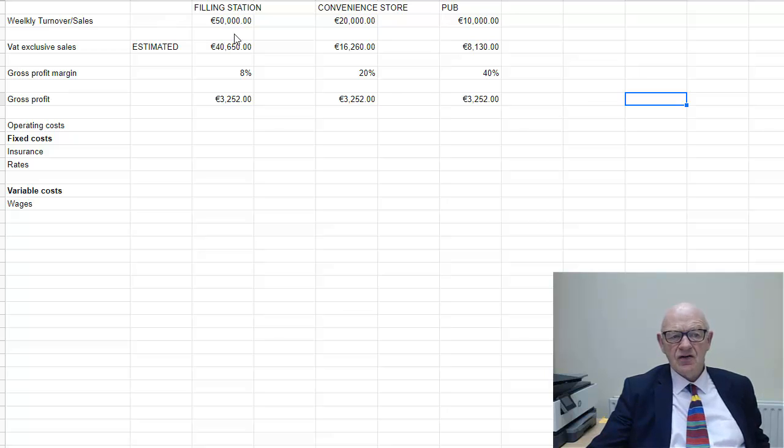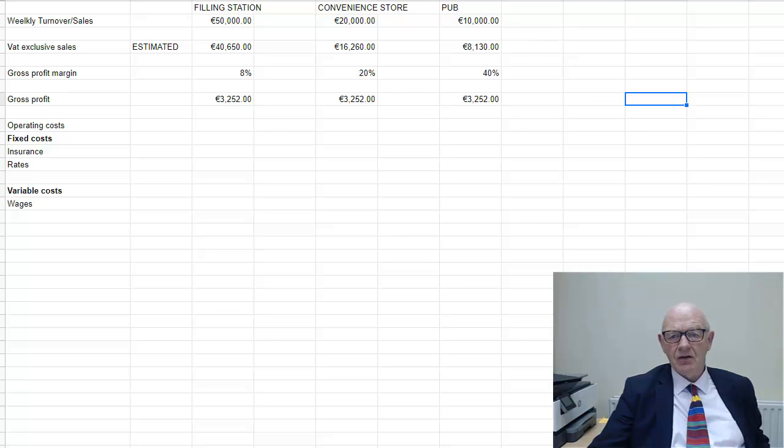If you look at this line, you'll see weekly turnover or sales. So let's just say that the filling station has a weekly turnover of 50 grand a week. Let's say the convenience store has a turnover of 20 grand, and let's say I have a pub with a turnover of 10 grand. If you have a look firstly at the VAT exclusive sales, all these figures here, the 50, the 20 and the 10, include VAT.